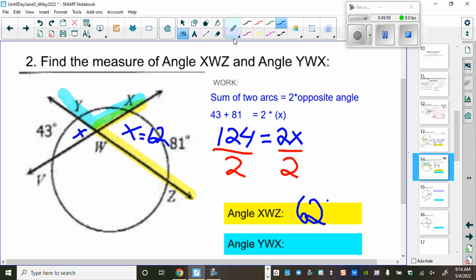Therefore, this angle is going to be 180 minus 62. So 180 minus 62 is going to get you this other angle.